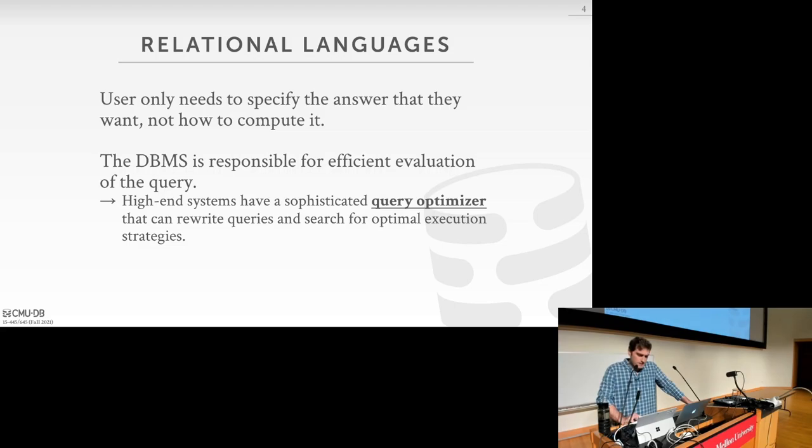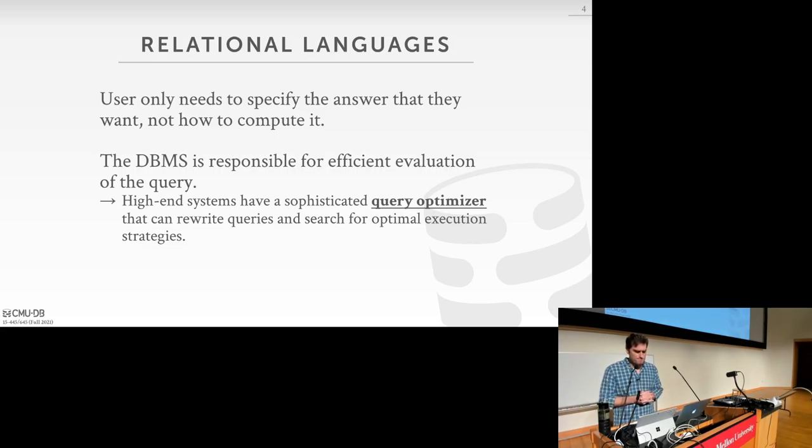And the way that the DBMS is going to sort of figure this out is through a pretty sophisticated process called query optimization. There's a specific component of the DBMS software stack called the query optimizer that's going to take a query that you write and then figure out essentially the best way to execute it.